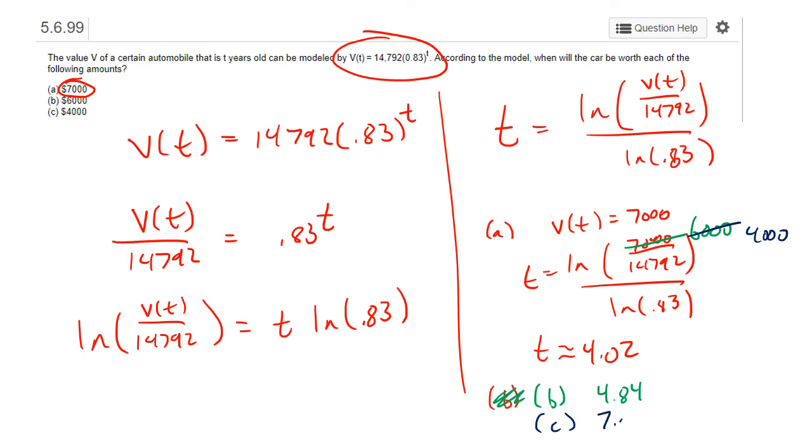And this makes sense. Okay, if we were actually modeling the value of a car, we expect the value going down to correspond to the length of time going up.